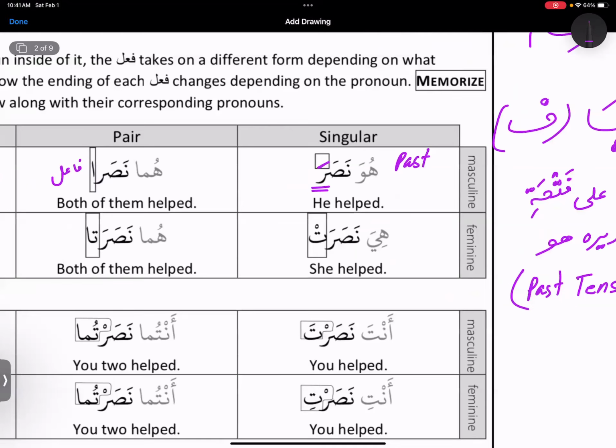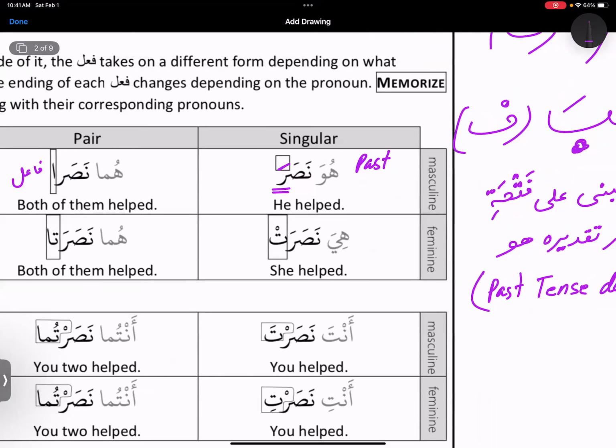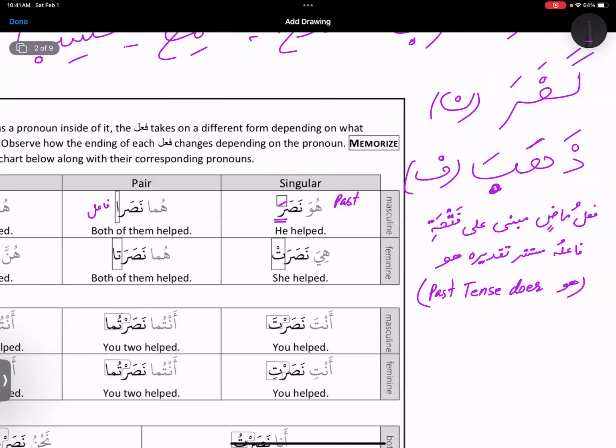Now, in Nasara, Nasara has an alif, right? So can I say fi'lun madin mabni ala fatha? It has fatha over here. Can I say fa'iluhu mustatir? No, because now I have an alif over there. So you can say fa'iluhu alifu musanna. So this is how basically it works.